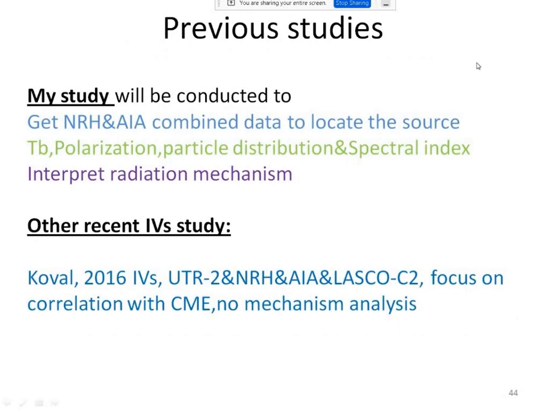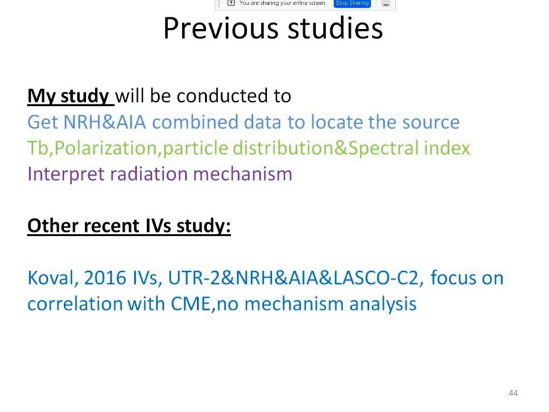We'll talk about the previous studies. My study here, this stationary type 4 radio burst, will be conducted to get NRH and AIA combined data to locate the radio source. And we will talk about the TB, the polarization, the particle distribution, and the spectral index. We will interpret the radiation mechanism of this stationary type 4 radio burst.